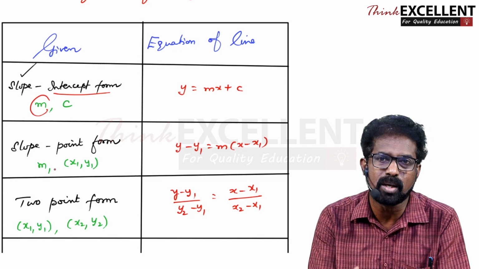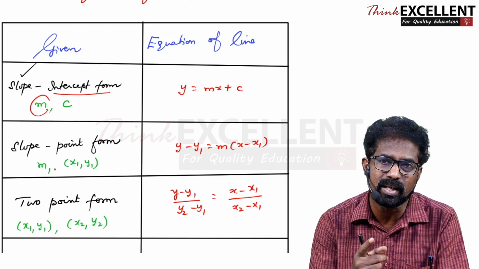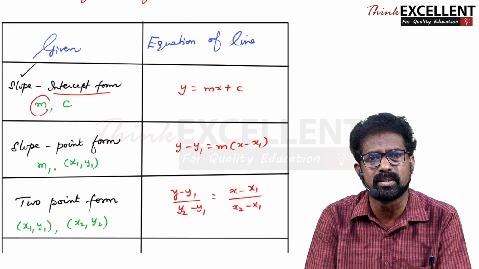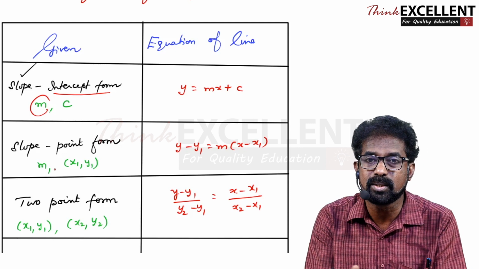If two points are given, you know how to find the slope. If two points are given, you can find the distance. If two points are given, you can use the section formula. So many things you can find, the midpoint. So seeing two points, don't just do something.